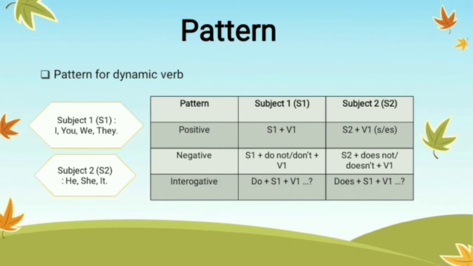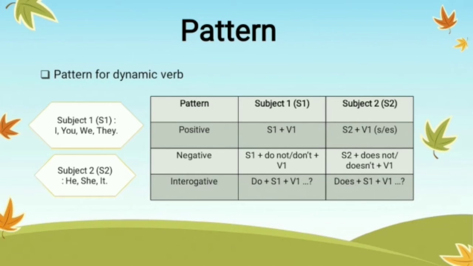To form a simple present negative tense sentence, usually use the additional don't or doesn't before the verb, except to be and modal. The formula is subject plus do not plus verb 1 if the subject is I, you, we, and they. For the subject he, she, it, we can use the formula subject plus does not plus verb 1.